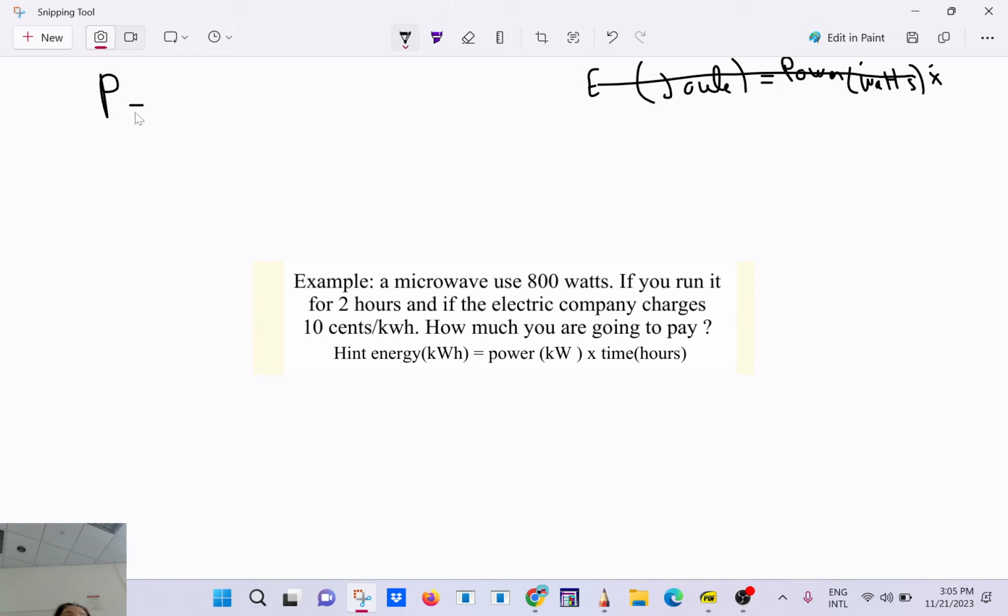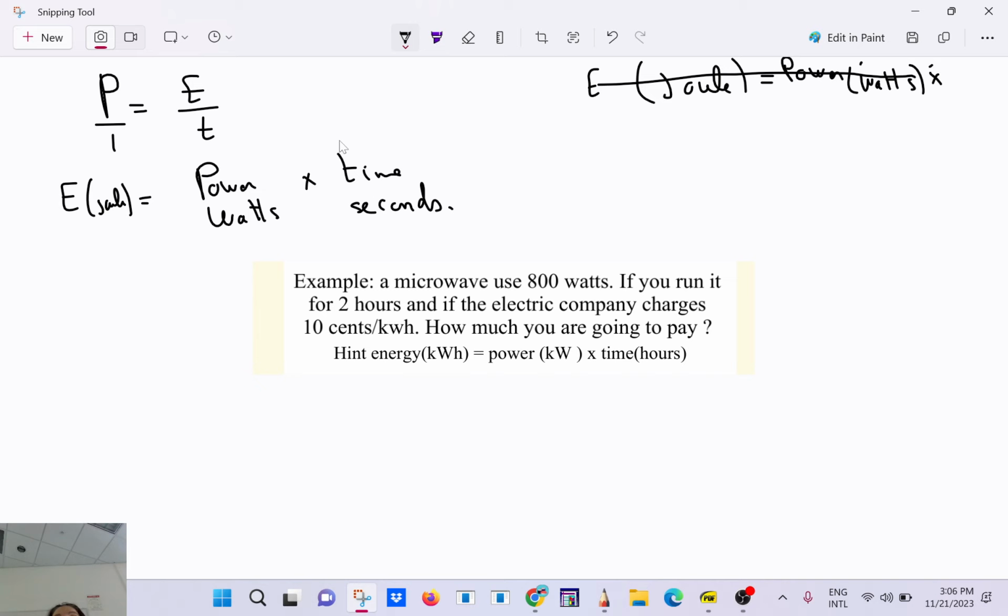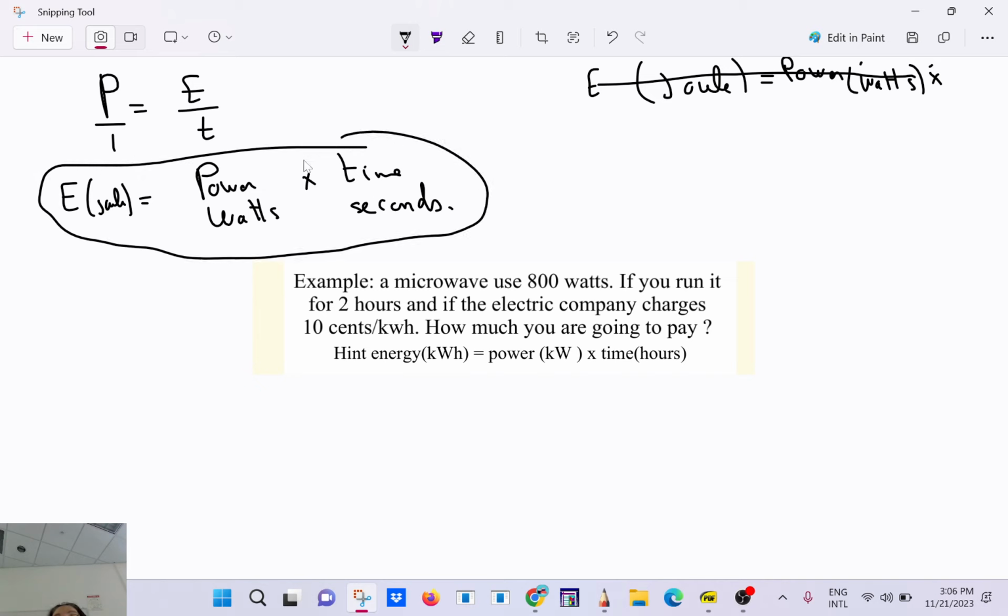So far we know that power is energy over time. Do you agree? So you have energy equals power times the time. Yes? So energy is always power times time, and power is always energy divided by time. So energy is in joule, yes? Power is in watts. And time is in seconds. So if energy is in joule, the power has to be in watts and the time in seconds.